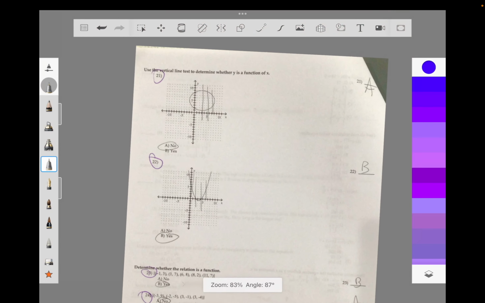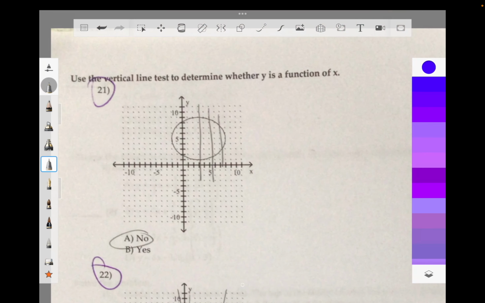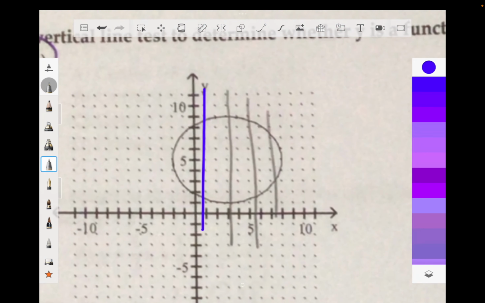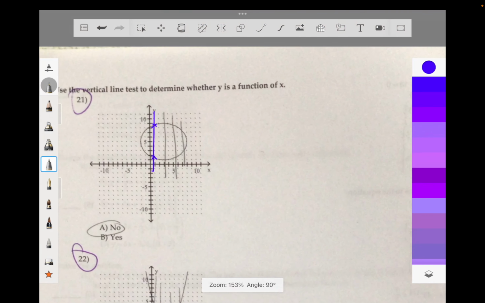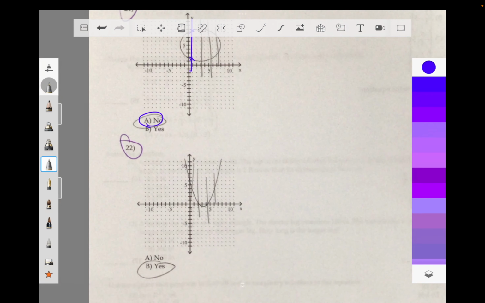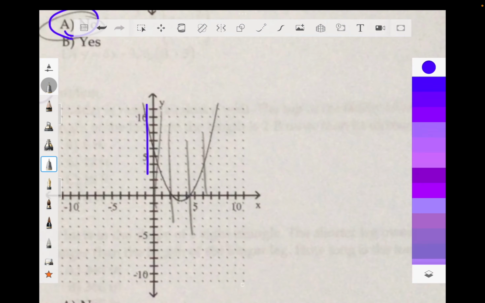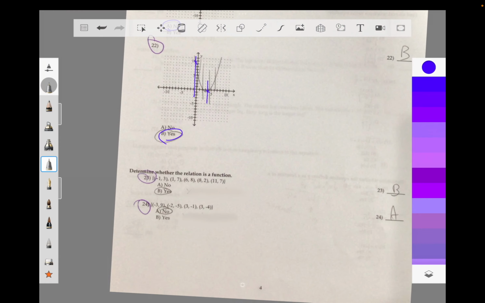Lovely. Okay. Use the vertical line test to determine whether y is a function of x. Remember, vertical line test: if I put a line anywhere through my graph and it hits two places, it is not a function. If it only hits one, it is. And as you can see here, it hits twice, so it's not. No. Anywhere I put one vertical line, it only crosses one point. So like here, it crosses one point. Therefore, it is, and that's all of that.